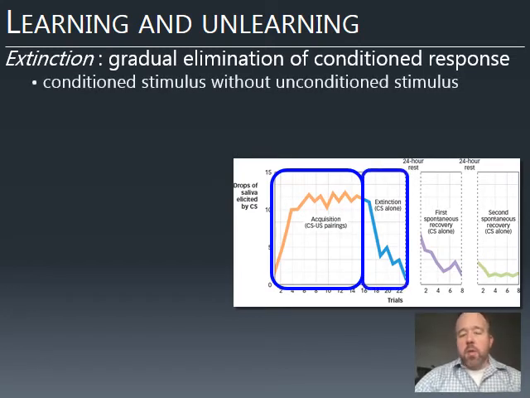However, if you start delivering the CS, the conditioned stimulus, without the US, the unconditioned stimulus, then the animal will eventually learn not to associate the two. It will unlearn the conditioning. So that's what extinction is. And this is what Pavlov did, so that the dogs would unlearn the pairing between the bell and the food. He started delivering the bell without the food, and eventually the dog stopped salivating in response to the bell.